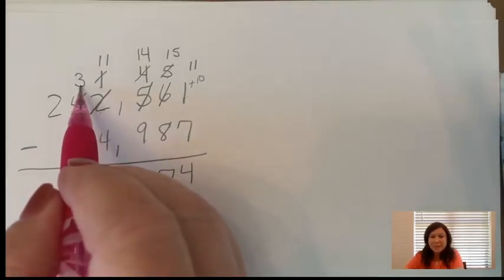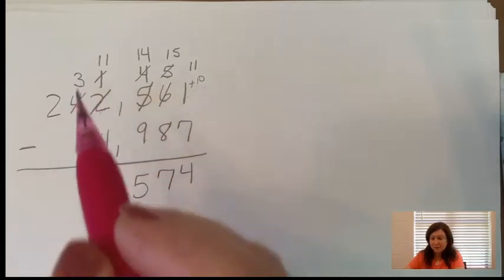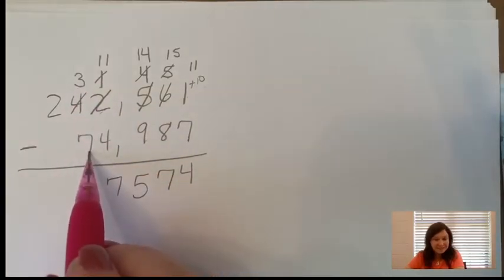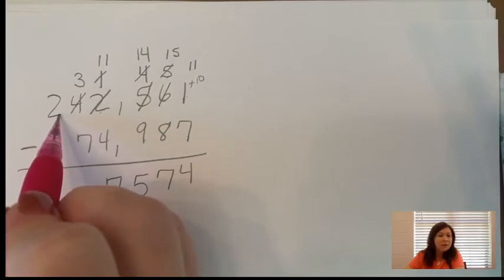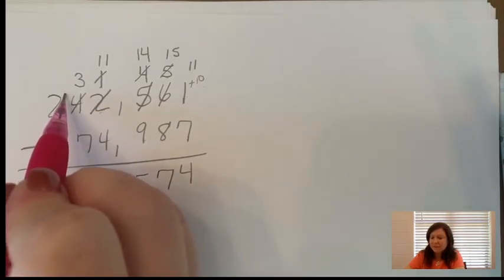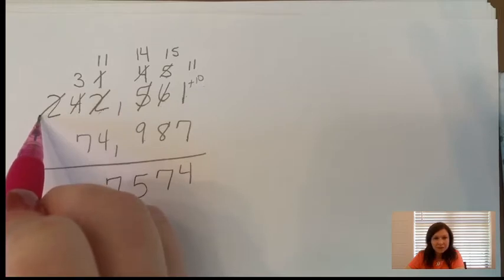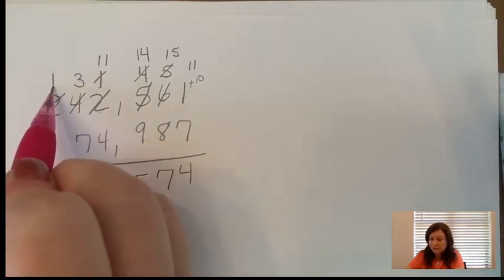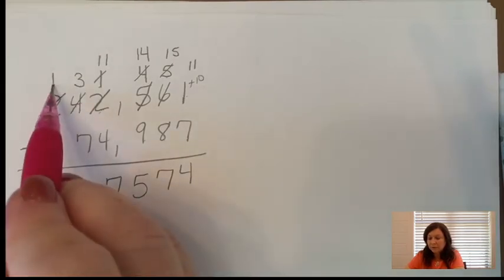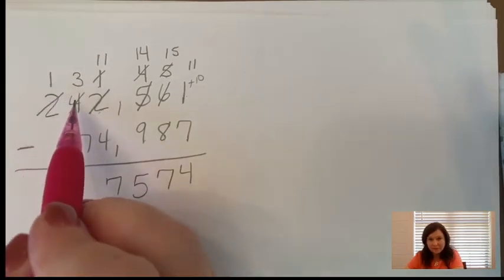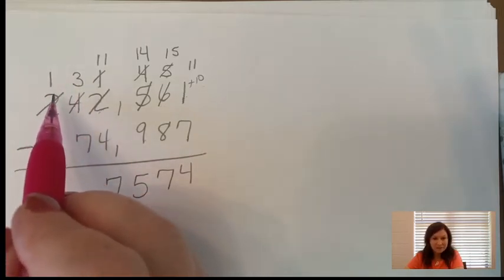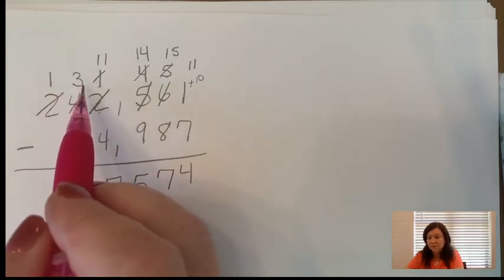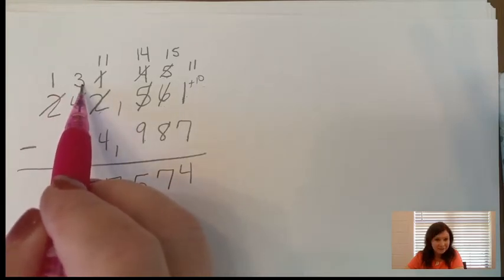So now we have 3 10,000s minus 7 10,000s. Can we do that? Nope. So we're going to have to come over here to our 100,000s, subtract one of those. So now instead of 2, we're going to have 1. We're going to regroup it and bundle it, and instead of having 100,000, it's going to change into 10 10,000s.